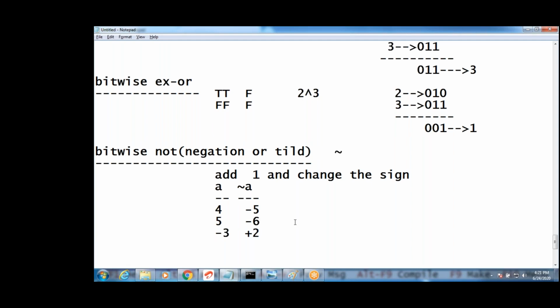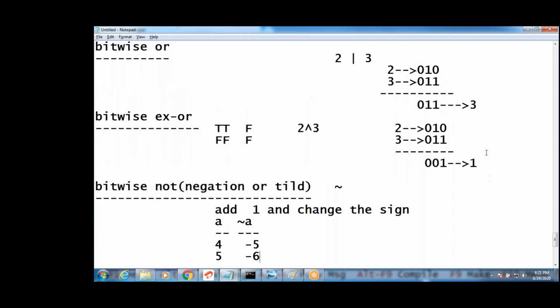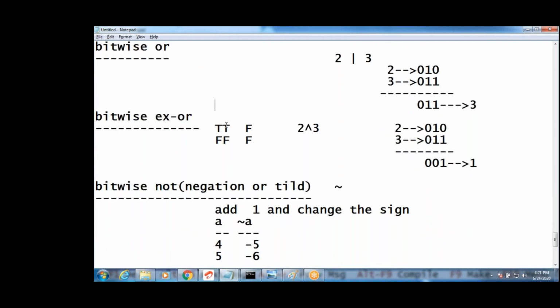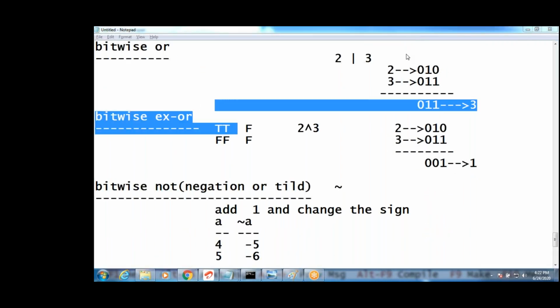This is a bitwise NOT. For positive values, no problem, guys. When it comes to negative values, doing it is difficult. I told you, right? How to do negative values, in the first session I told you. Completed this.